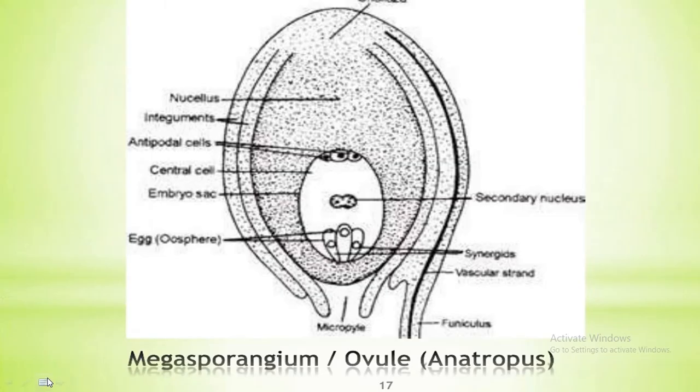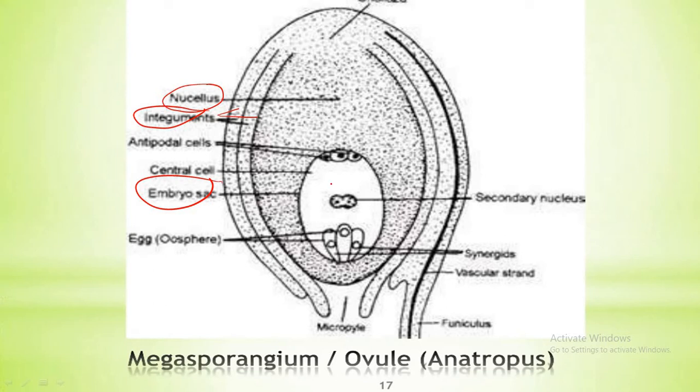This is the diagrammatic view of a typical anatropous ovule, wherein you can find that there are two integuments. This one and this is the other. This is the outer integument, this is the inner integument. The innermost layer of the cell is known as the nucellus. Then this is the embryo sac. It is already labeled, you can see. So this inner part is the embryo sac.